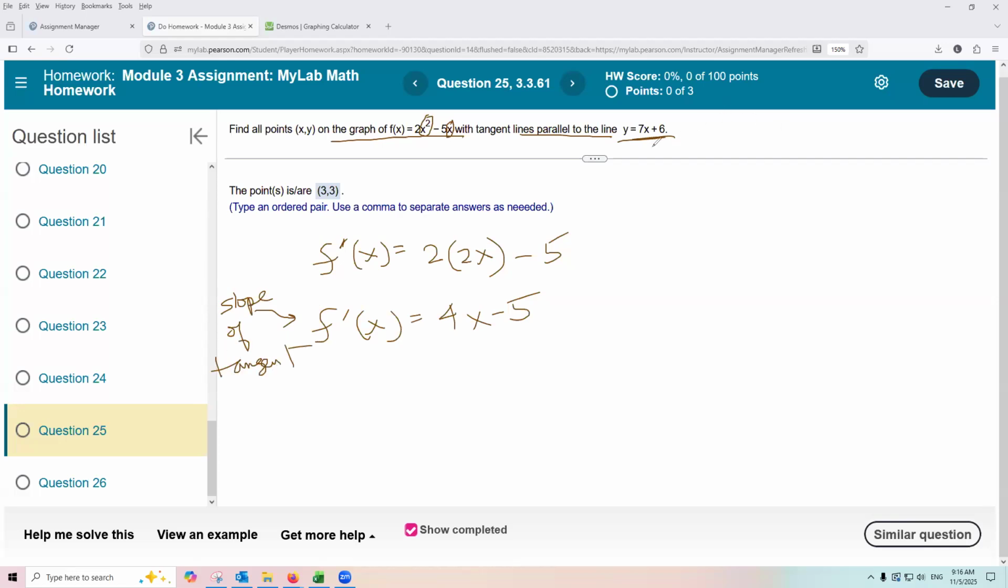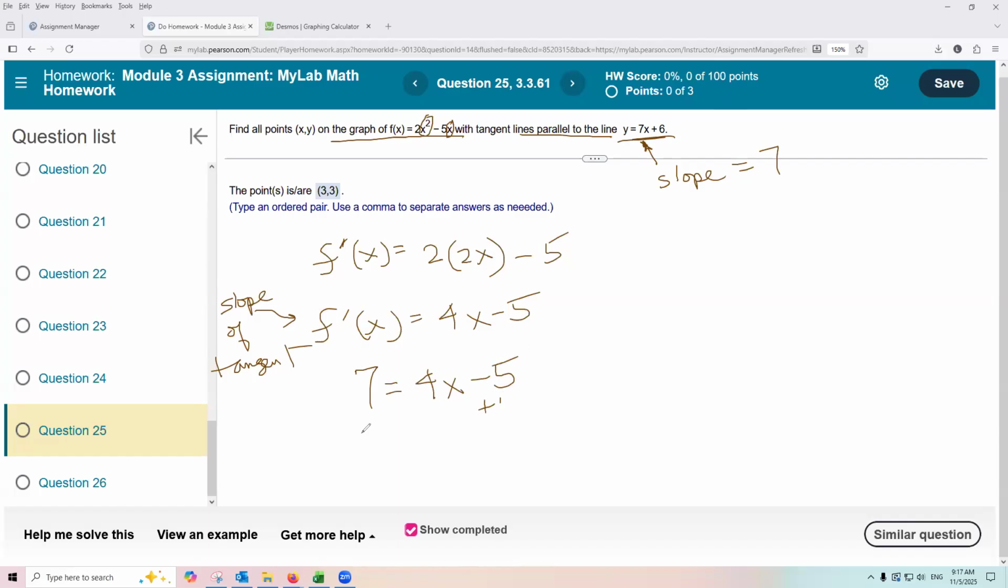Now they're telling us that the tangent line is parallel to this line. This line has a slope of 7. Well, parallel lines have the same slope. So that means the slope of our tangent line should be 7. And so I want to find the x value where this happens.